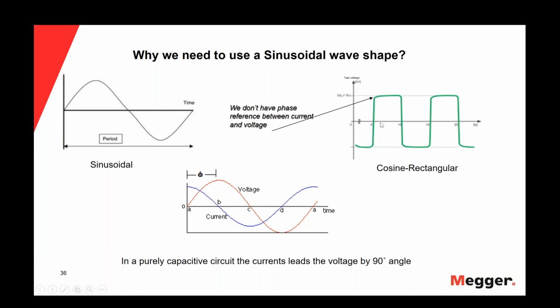But also, what we have with the cosine rectangular wave shape, as we see these plateaus, is that we can measure the leakage current, because in this plateau we have a stabilization of the voltage, which allows us to measure only the leakage current. We cannot do that with a sine wave shape, because in a sine wave shape we are always charging and discharging the cable. So we will have a combination of leakage current plus charging current. Those are the advantages and disadvantages of both wave shapes.